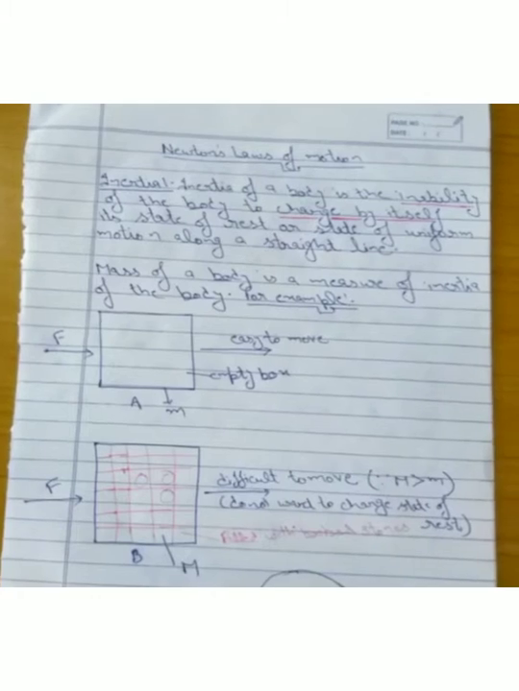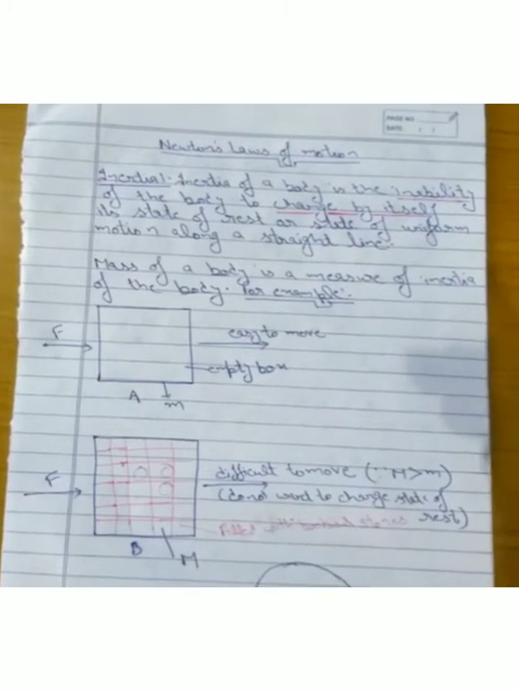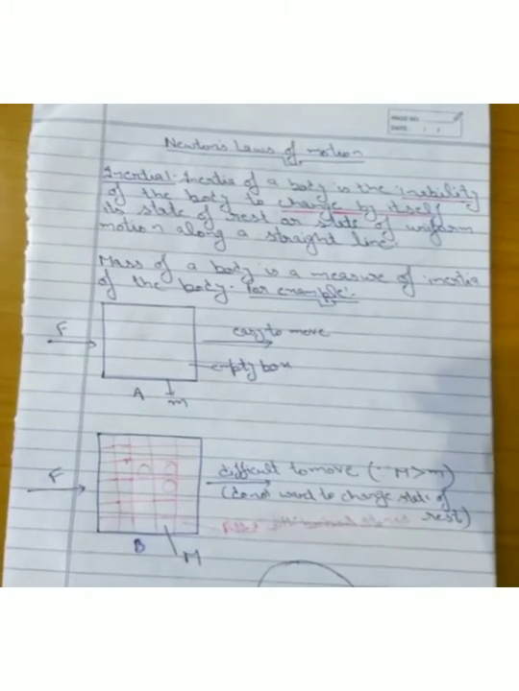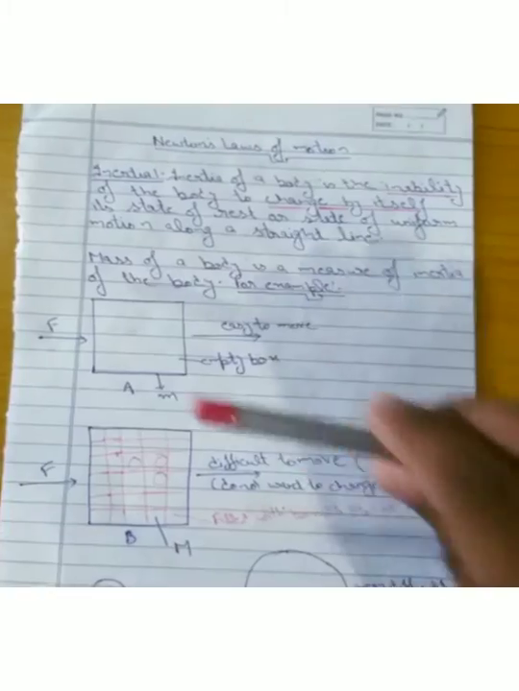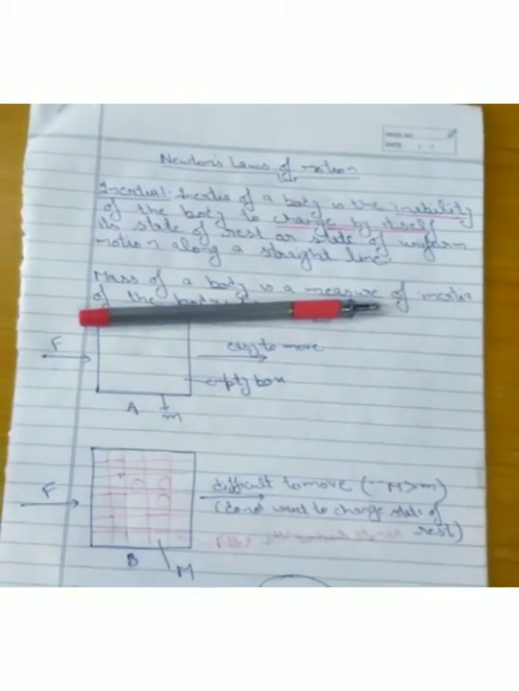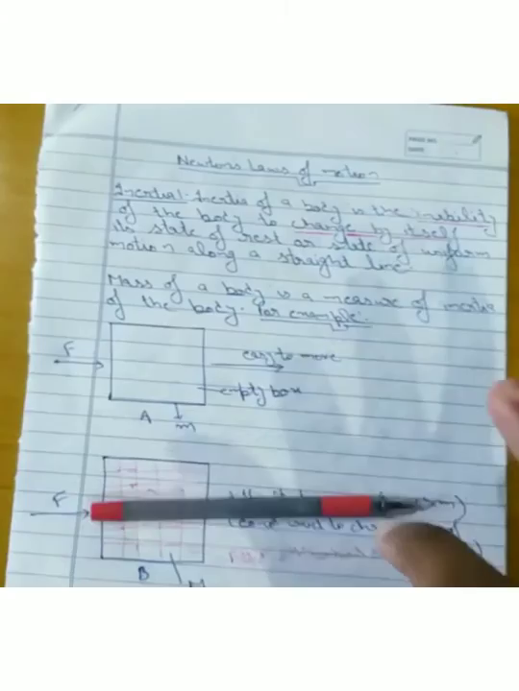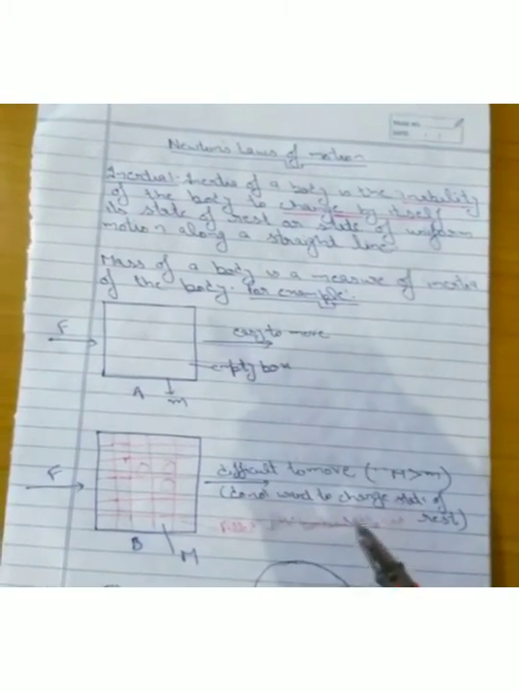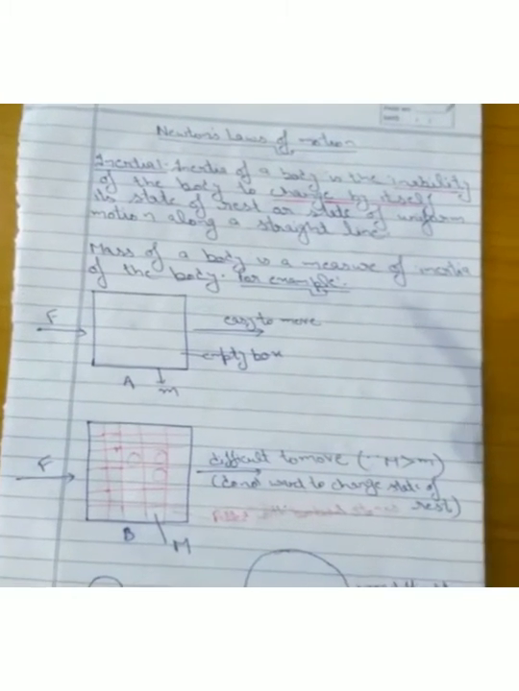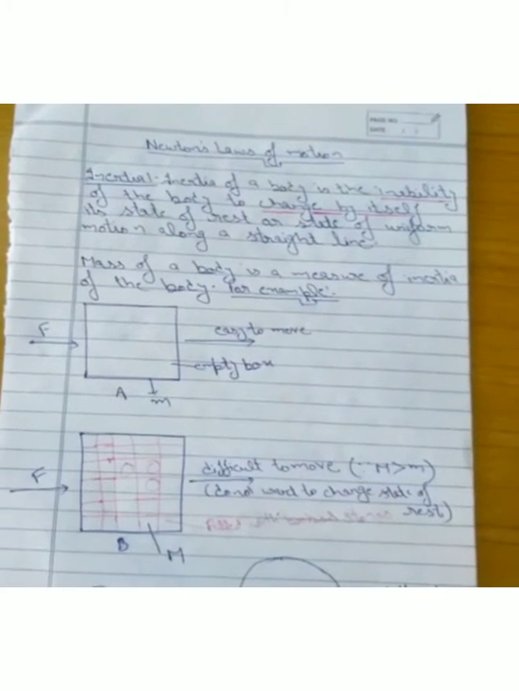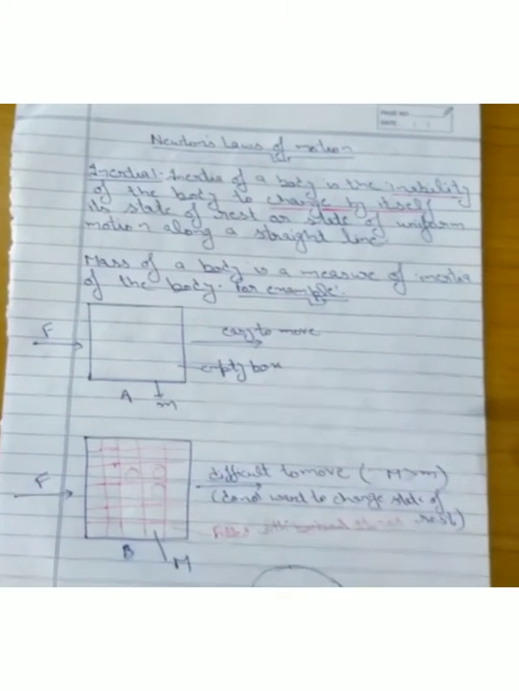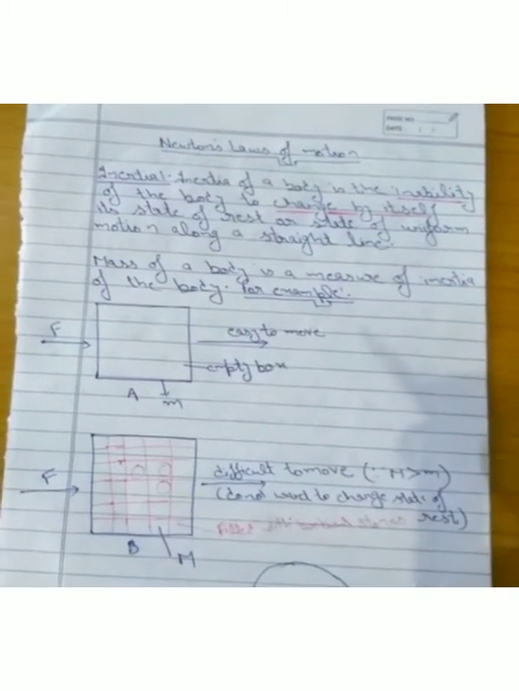Inertia of a body is the inability of the body to change its state on its own. The state of the body may be either a state of rest or a state of motion. For example, a pen at rest will always remain at rest unless I apply an external force to move the pen. Similarly, a book at rest will always remain at rest unless we apply an external force. So simply, inertia is the inability of the body to change its state of rest or of uniform motion along a straight line.